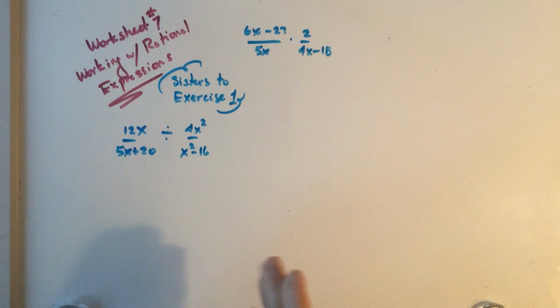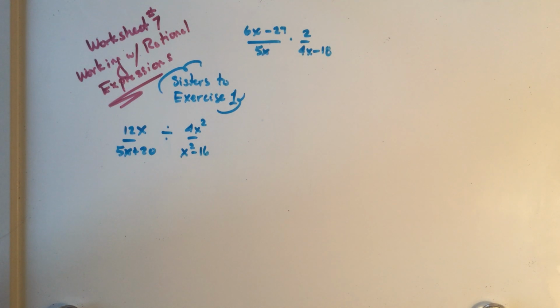This particular video is focused on exercise 1 in worksheet 7, and just give me a couple minutes to run through some of the things going on in this that ought to help you with exercise 1. Exercise 1 is not difficult, and that's because it is a division problem. Multiplication and division of rational expressions is really as easy as it gets.